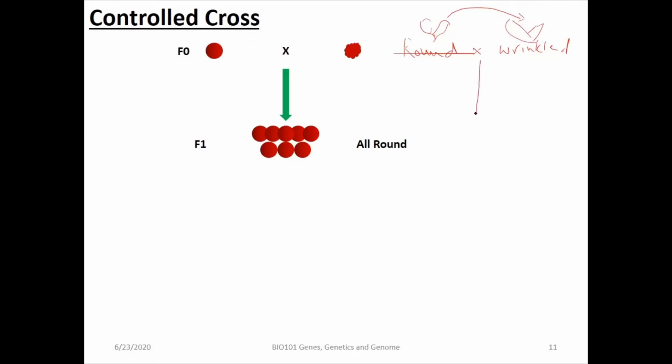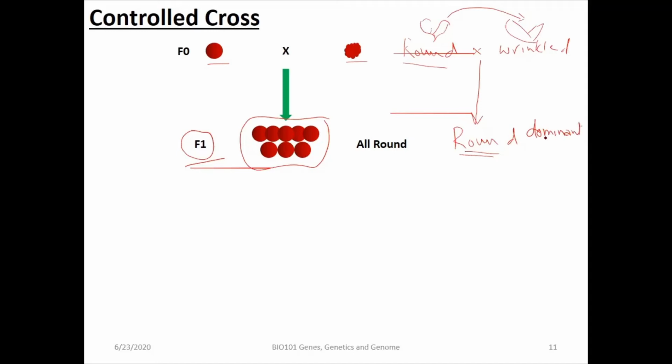Round crossed to wrinkled. What he discovered in the progeny, everything was round. This generation is called F1. Everything is round. The first conclusion here is that wrinkle disappeared. There's not a single wrinkled seed in the F1 generation. Everything disappeared. Round is present. So round is dominant. He named round as dominant because it masked the wrinkled, which completely disappeared in the F1. So he named round trait as dominant.